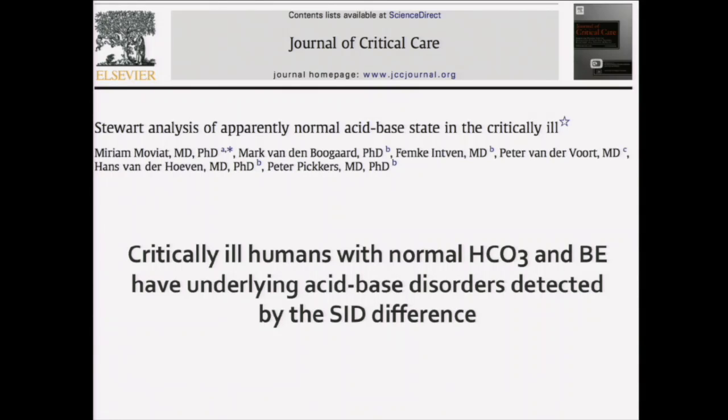If you look at some of the human literature, there's some interesting work that has come out recently, where researchers looked at critically ill patients in the intensive care unit. They found that some critically ill humans with normal levels of bicarbonate and normal base excess actually had underlying acid-base disorders that were diagnosed using the strong ion difference, or the physicochemical approach.